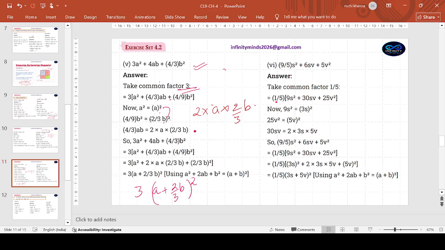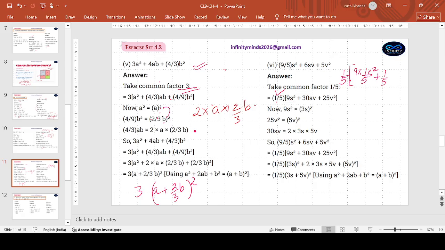So, taking 1 by 5 common. This is an important fact. Taking 1 by 5 common, 9s square. Now it's not easy to take 1 by 5 common from 6 and from 5 also. Let's see how we get it. If you want to take 1 by 5 common, see, it is like your 9 into 1 by 5 that you have. Anything that goes out, so your 1 by 5 is going out. So you are left with 9.